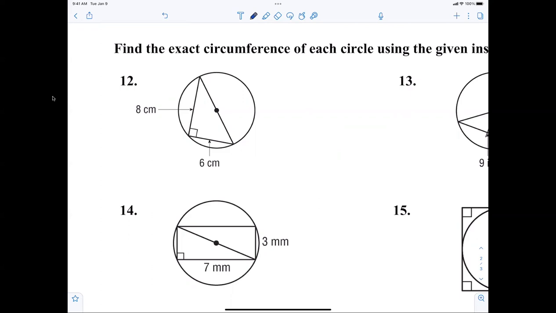Right? How do we know it's 10 pi? Because this is a right triangle with legs 6 and 8, which means the hypotenuse is what? 10. Come on. That 10 is in fact the what? Diameter. So the circumference is just 10 pi centimeters. That's the answer.